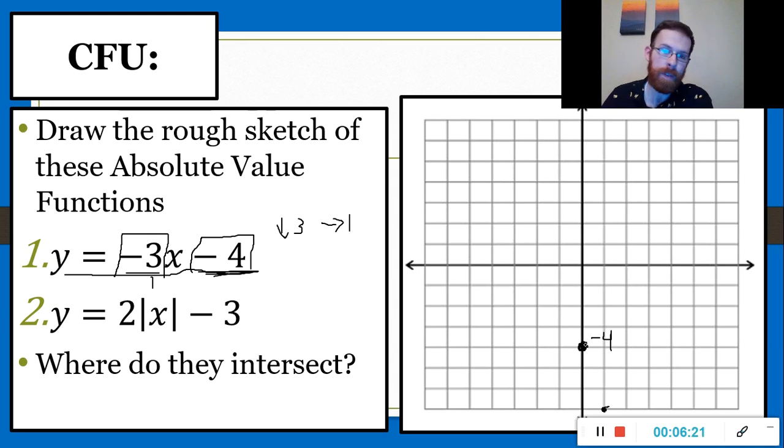Now if I want to go the opposite way, it's going to do the opposite thing. I'm going to go up 3 and over 1, up 3 over 1, up 3 over 1. So 1, 2, 3 over 1, and so on and so forth.